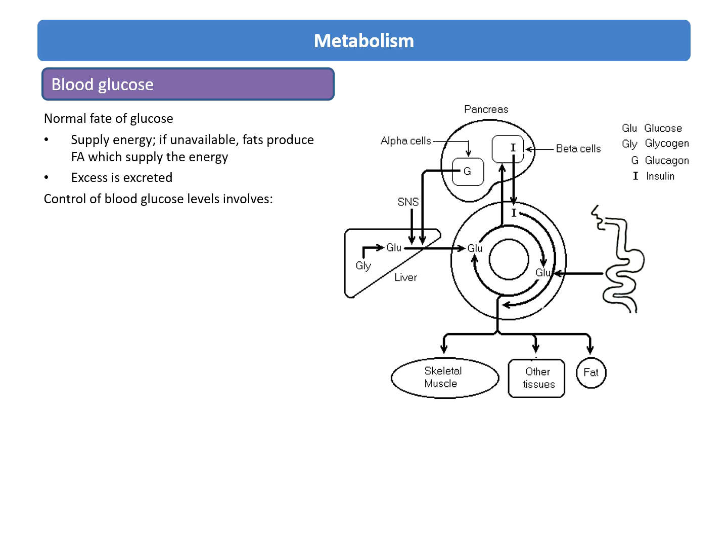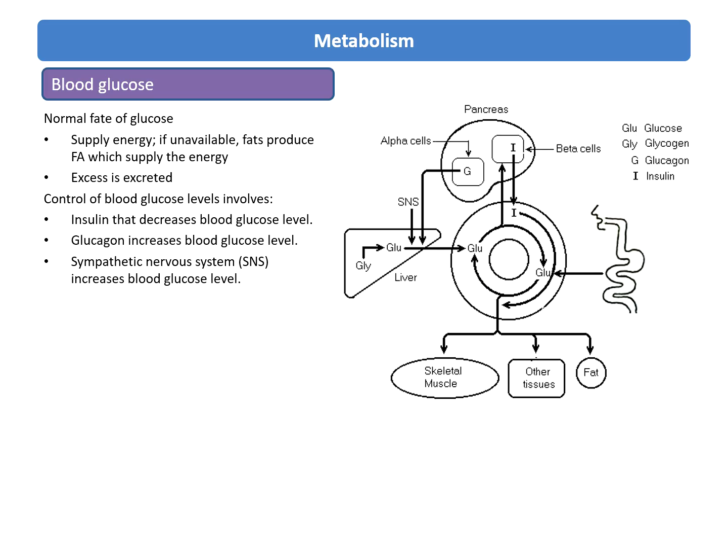Control of blood glucose levels involves insulin, which decreases blood glucose levels, glucagon, which increases blood glucose levels, and the sympathetic nervous system, which increases glucose levels. Glycemia refers to glucose in the blood. Normal blood level is roughly 80 to 110 milligrams per 100 milliliters.